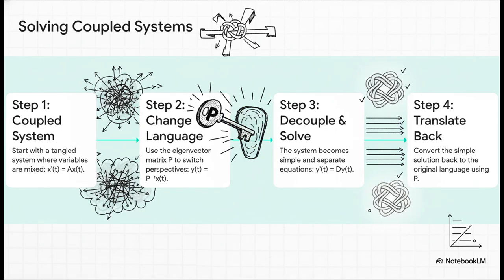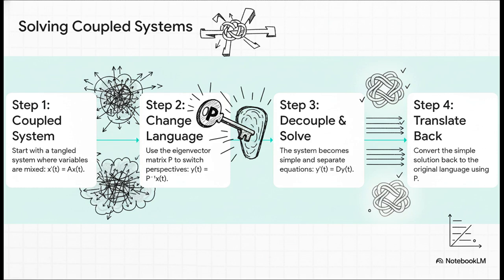Let's just zoom in on one of those superpowers for a second, solving coupled systems. You might start with a total mess, where all your variables are tangled up and affecting each other, but then you use your language key, P, to change your perspective. And in this new eigenvector language, the whole system becomes decoupled. It breaks apart into a bunch of simple, separate equations that are a piece of cake to solve. Then you just translate your simple answer back to the original language.